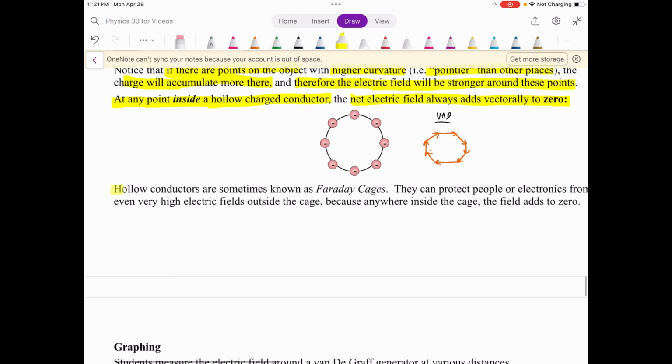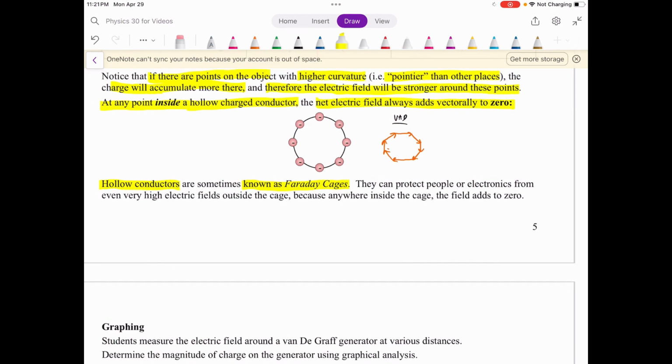And so these hollow conductors, we often call them Faraday cages. A Faraday cage is often also associated with protecting you from external electric fields. I'll show you how that works in a sec. But this is the general idea: anywhere inside the cage, the field adds to 0. They're used to protect electronics if they might be exposed to electric fields. Even if there's a lot of electric field going on outside, like there definitely would be out here, inside, those all add like that to cancel each other out.